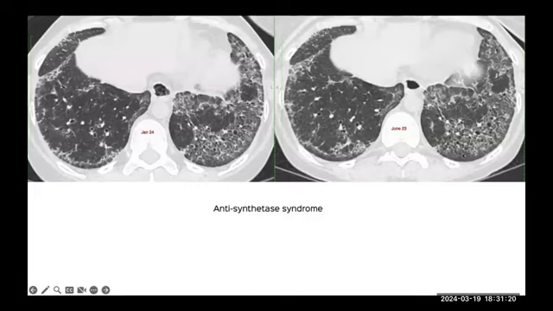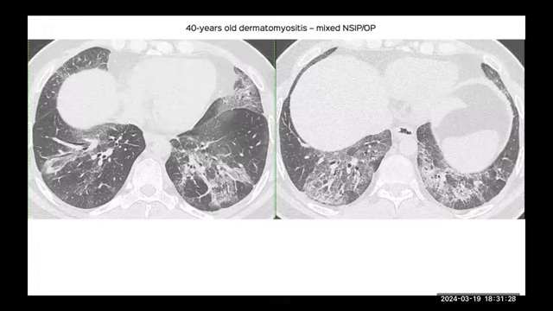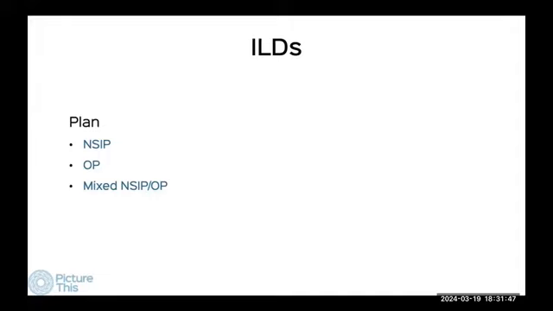We know there's an NSIP pattern, but you see some of these peribronchovascular areas here suggest that there's a mixed OP NSIP. Or this patient with, I think it's PM/DM, 40-year-old. Again, you have a combination of NSIP, and then proximally here, you have an OP-like pattern. So we do read these and report these as mixed OP NSIP in our reports as well.